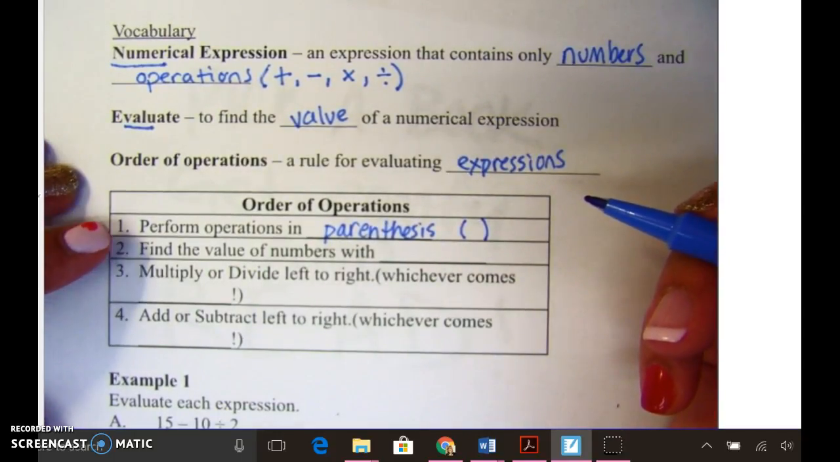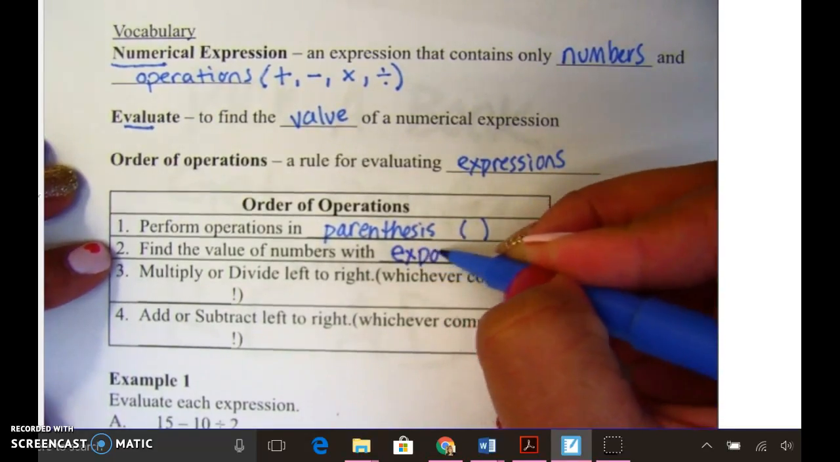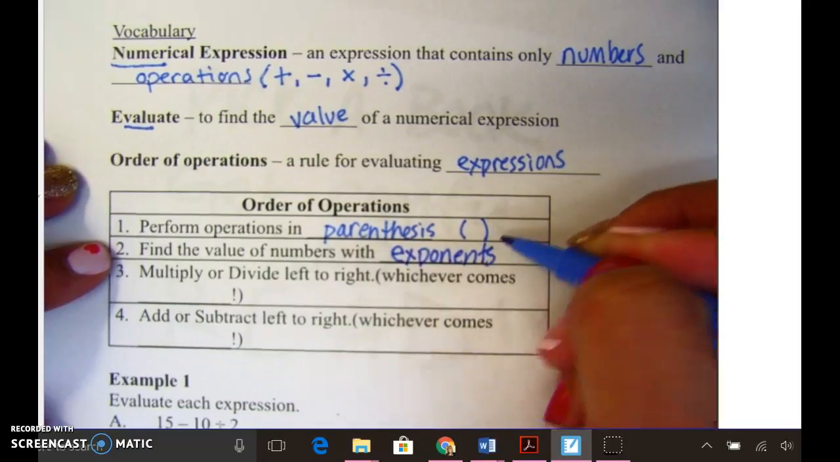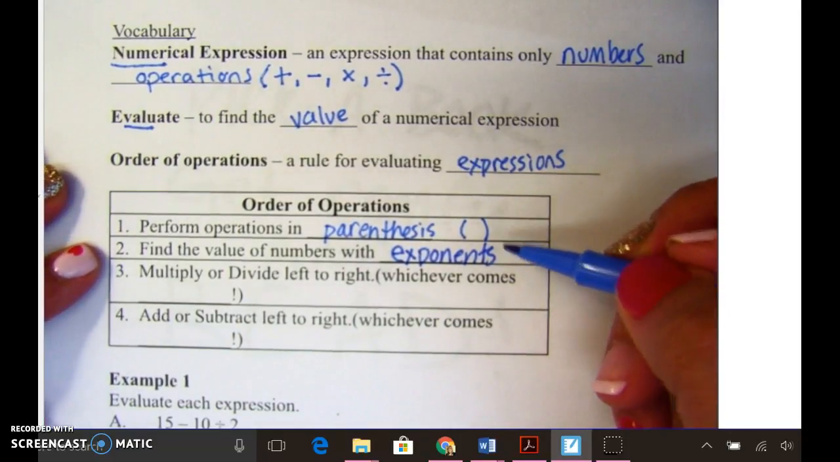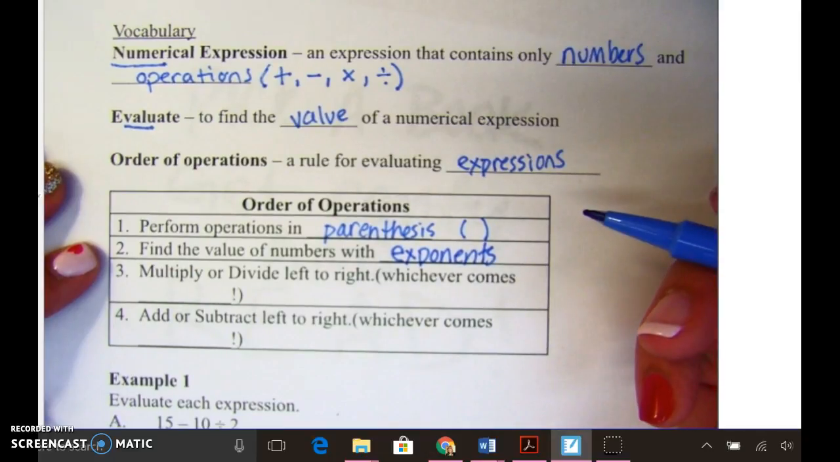Find the value of numbers with exponents. So after you see they're in parentheses, the next thing you should be looking is to evaluate any exponents. And we worked on exponents Friday.